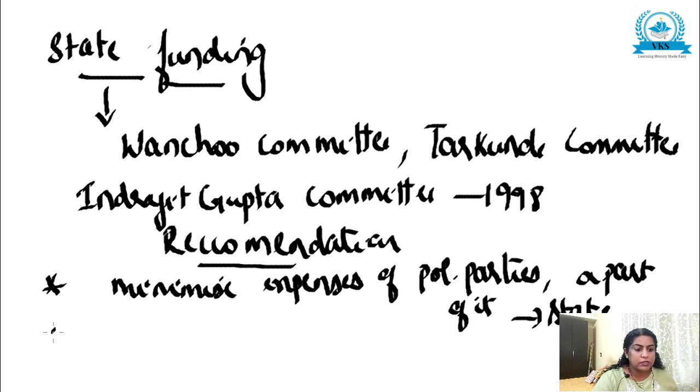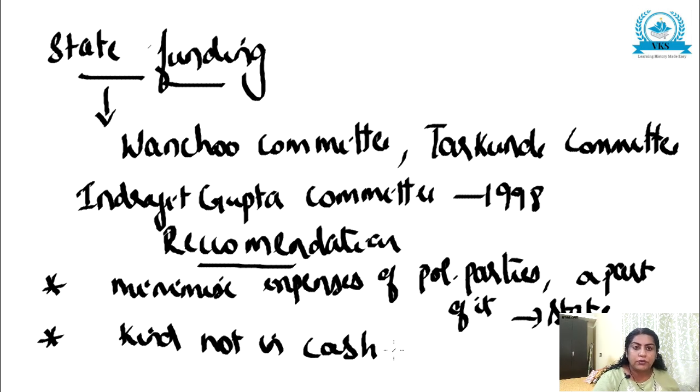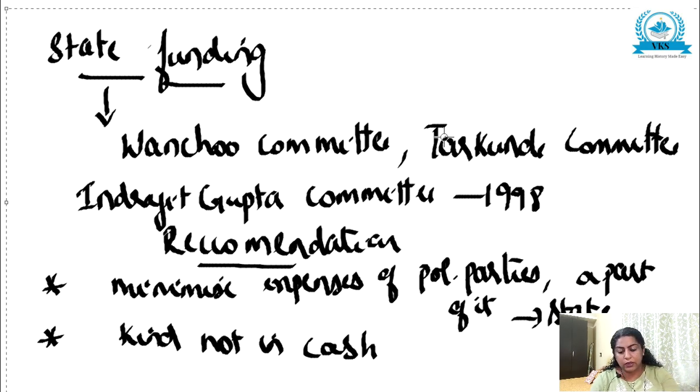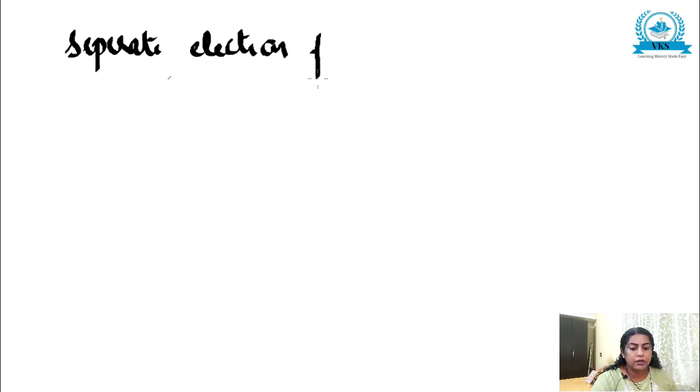Second one was, state funding must be in the form of kind, not in cash. According to the committee, state funding should be in the form of kind, not in cash. That is, it should be in the form of materials. It should not be like giving money. It should not be in the form of cash. That was the second recommendation. Third recommendation, a separate election fund has to be created.